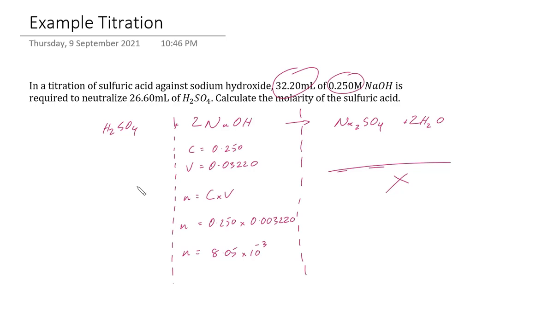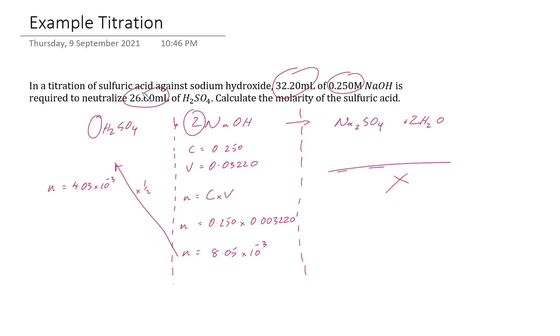Now I want to go over to this column, so I need to know my ratio. So it's a 2:1 ratio. So it's actually getting smaller, so my multiplying fraction will be a half. So the moles of sulfuric acid that I have is 4.03 times 10 to the power of minus 3. So it's actually half of that, rounding to 3 sig figs.